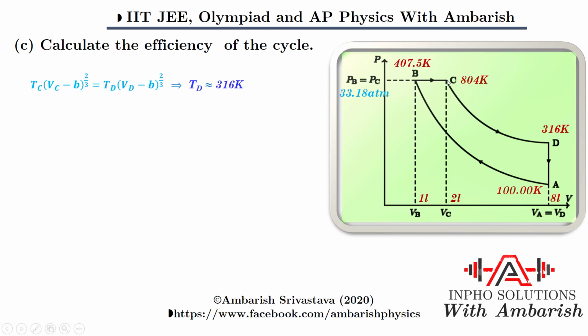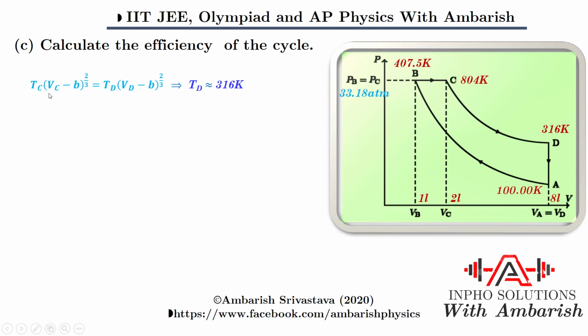Recall that from part A we had a relation between TA and TB as TA into (VA minus b) to the power gamma minus 1 is equal to TB into (VB minus b) to the power gamma minus 1. That's the kind of result that we got for the A to B process. And C to D is again a similar process, so we'll be using the same result.